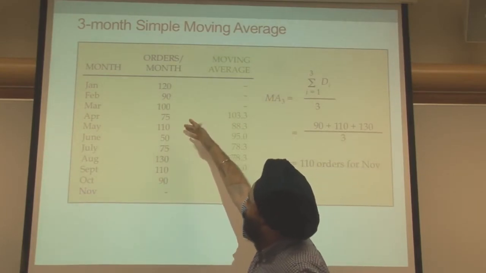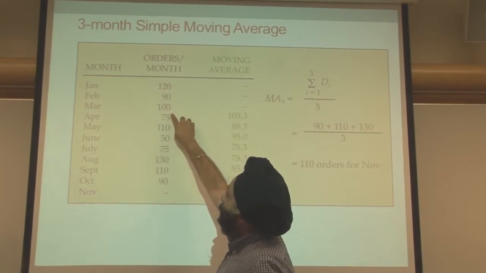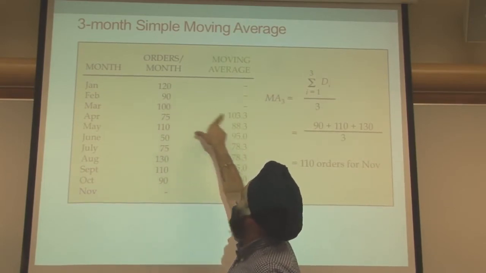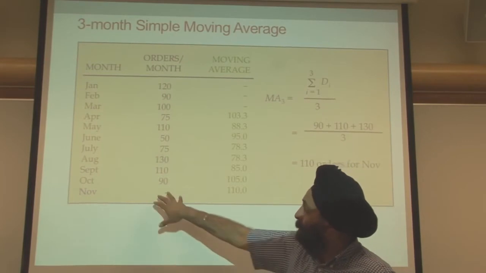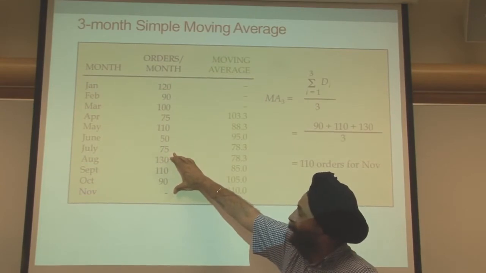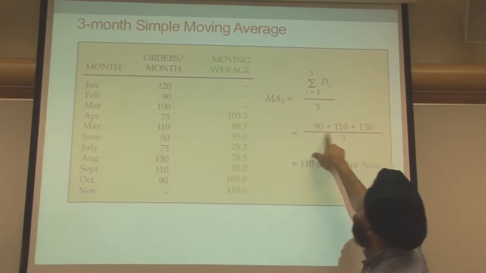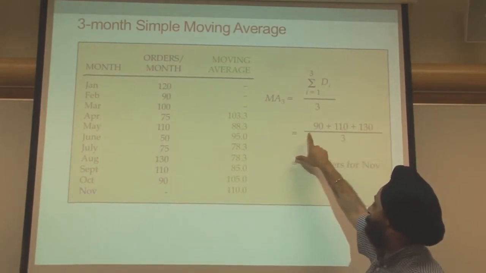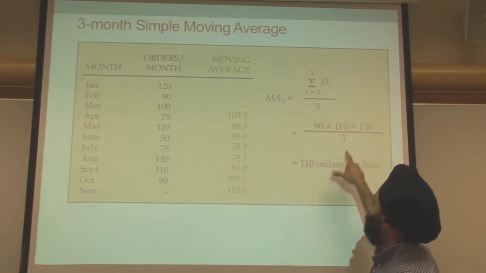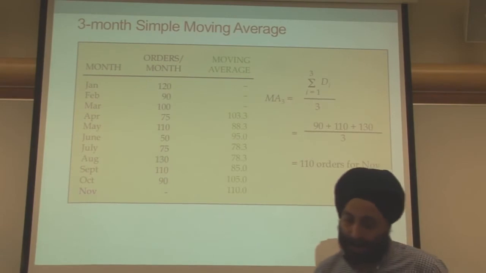For the month of April, this 103 is calculated from 120 plus 90 plus 100 and averaged out. Once you take these 3, add them up, and divide by 3, you'll come up with 103. For the month of November, you take the most recent 3 months, which are August, September, and October. So you have 90 plus 110 plus 130, and those are the numbers shown over here. Once you divide by 3, you get 110. So that becomes the simple moving average for the month of November.